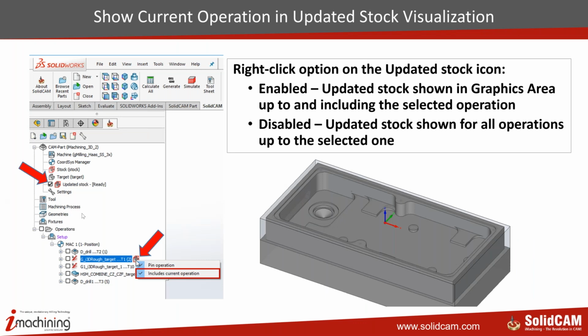So this is the same thing. You can just select the updated stock icon in the CAM tree, and you can drag and drop it exactly on the strategy or the toolpath where you want to see the updated stock condition. Immediately it shows the preview in the graphics area.